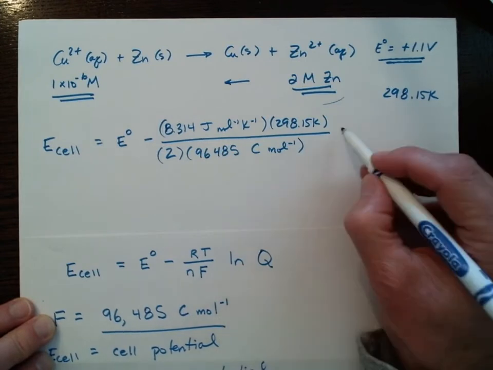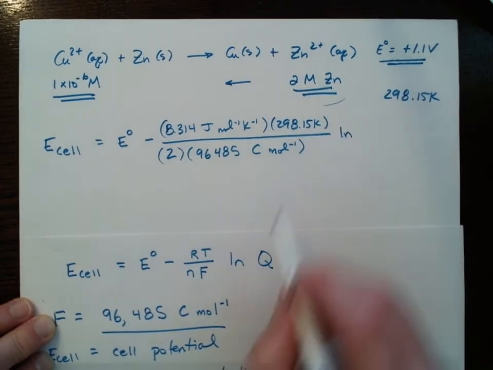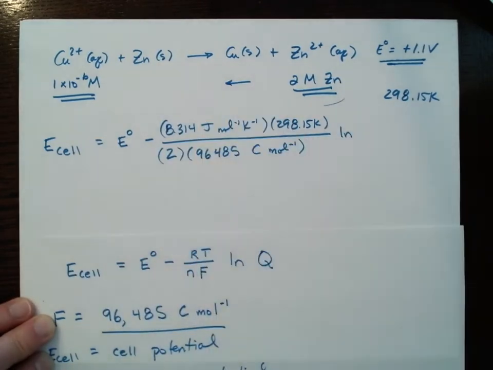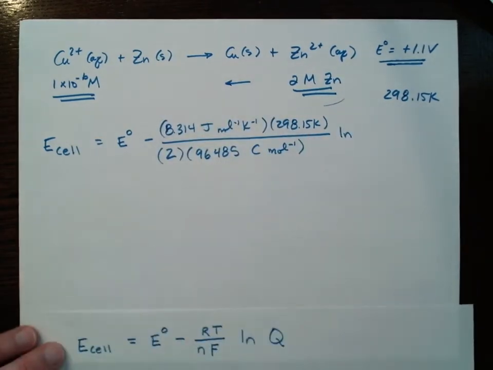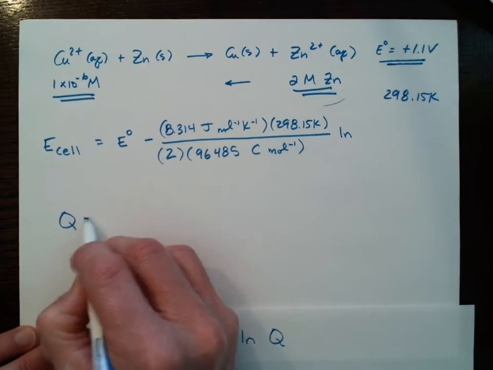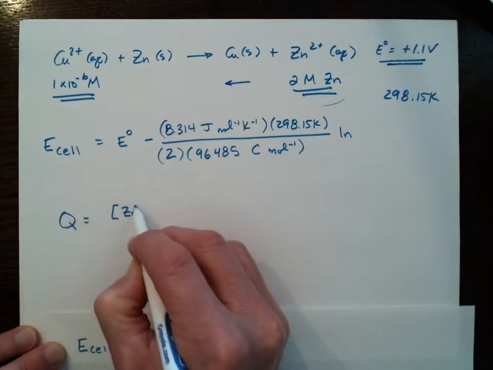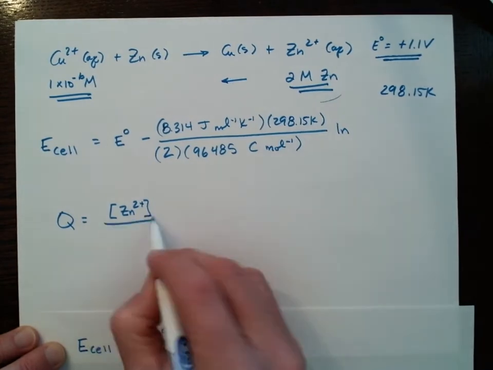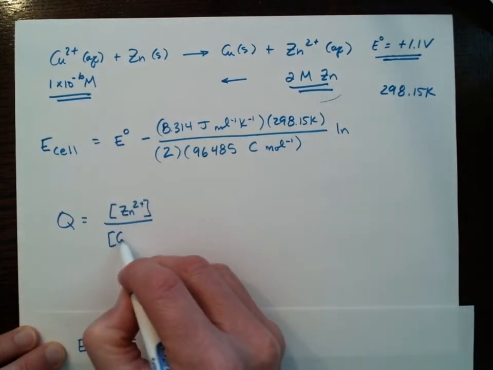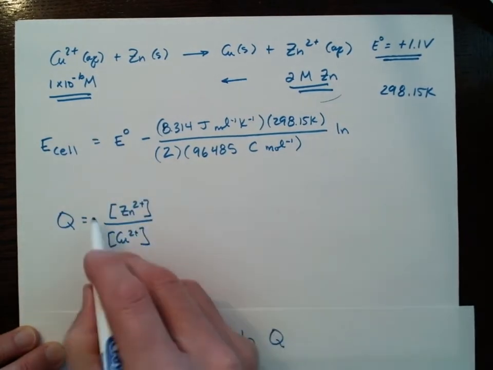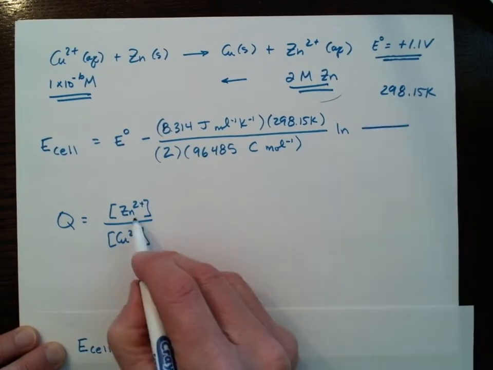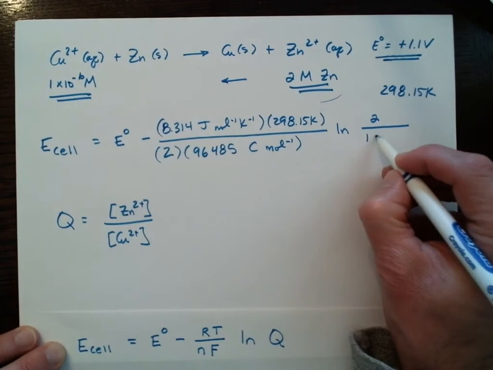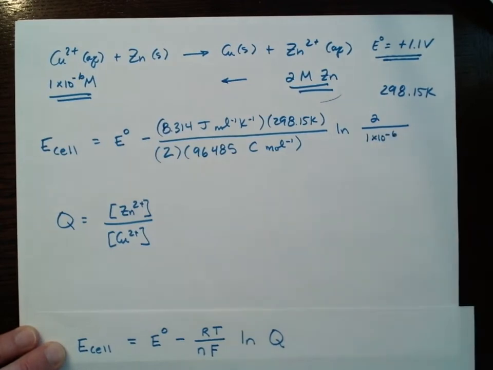Of course, we're going to multiply this by the natural log of Q. If I write the reaction quotient for this, Q is going to be the concentration of zinc. Looks like I don't need to square because there's only one of them. And we're going to divide that by the concentration of copper. So let's just plug that in. Zinc, that's going to be 2 on the numerator, and it's going to be 1 times 10 to the negative 6 on the denominator.